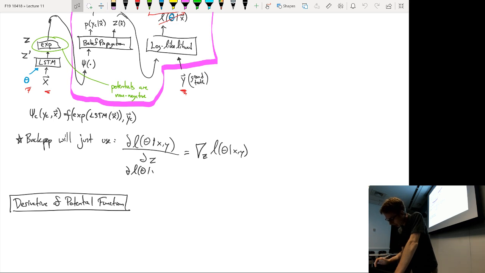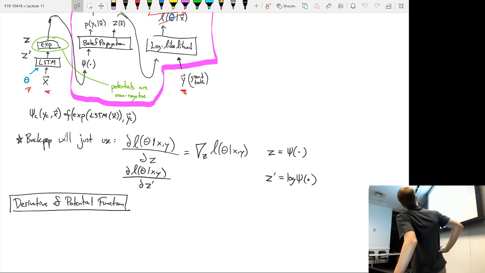And notice here we have that z is actually equal to the potential functions. It's a full definition of them. And z prime here is equal to the log of the potential functions.